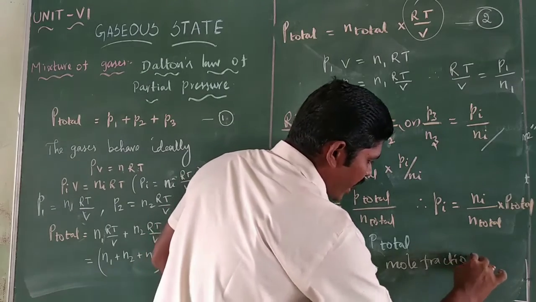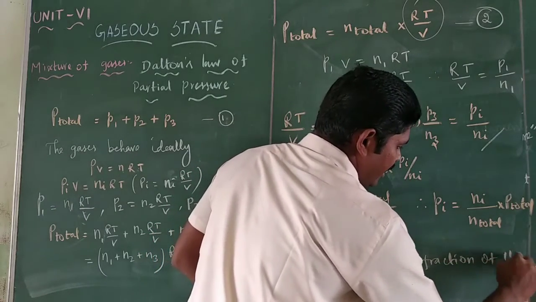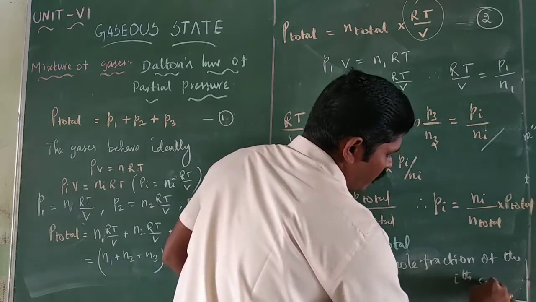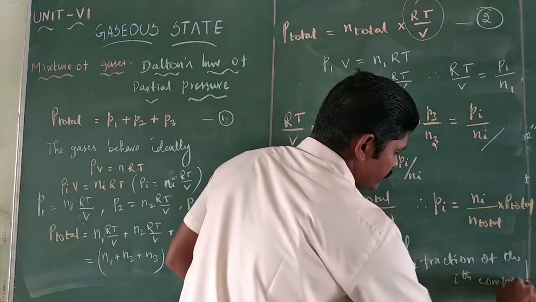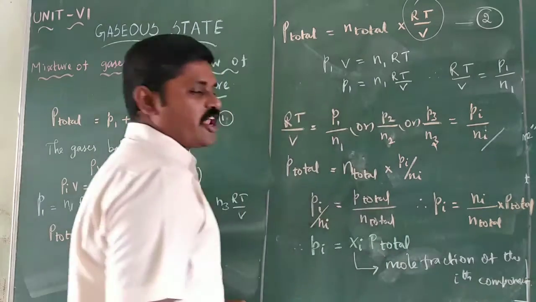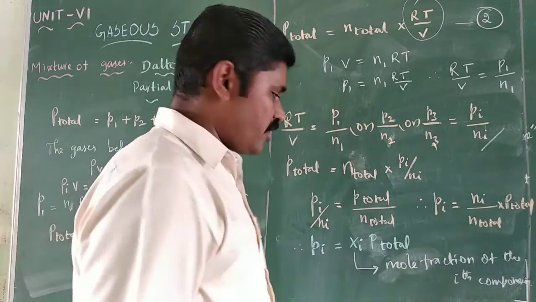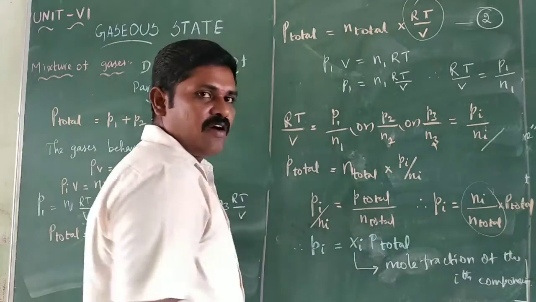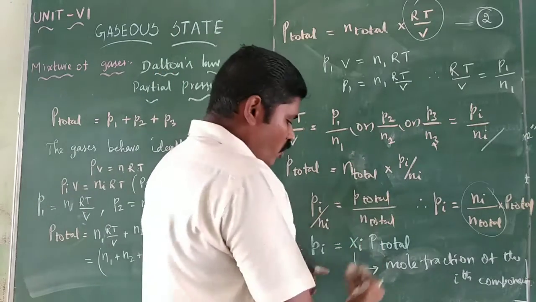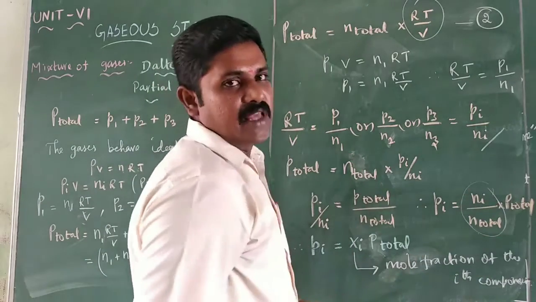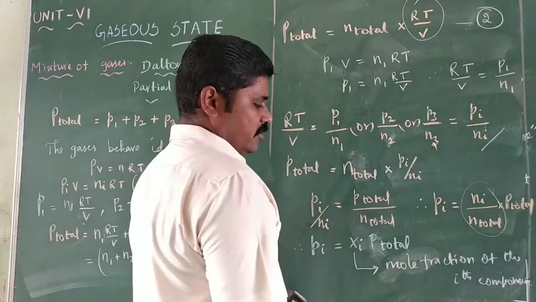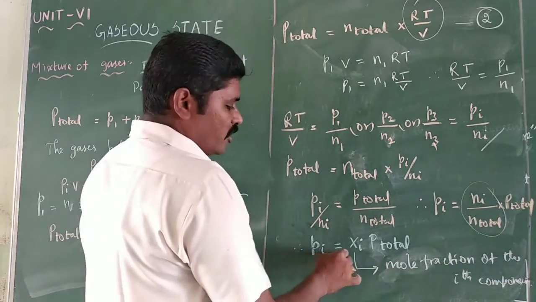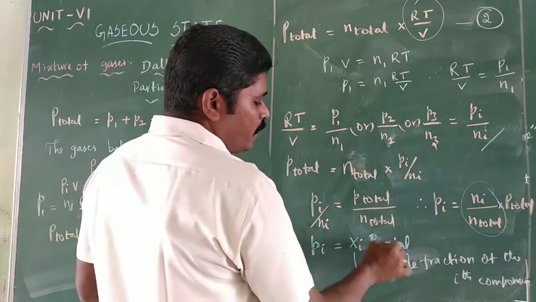the ith component. Right? So Ni by N total is the mole fraction of each gaseous component. Okay. So Pi is equal to Xi into P total.